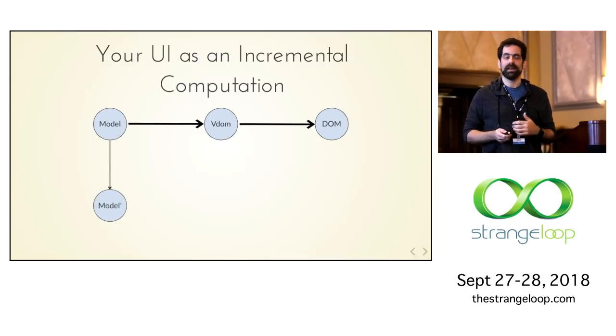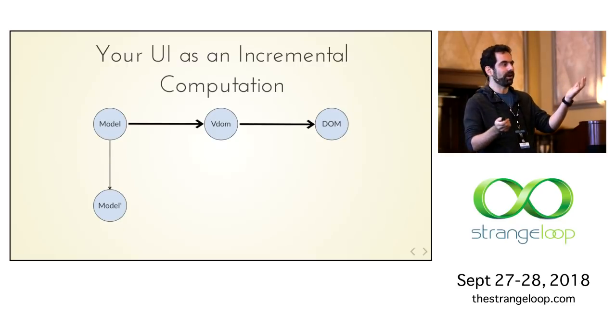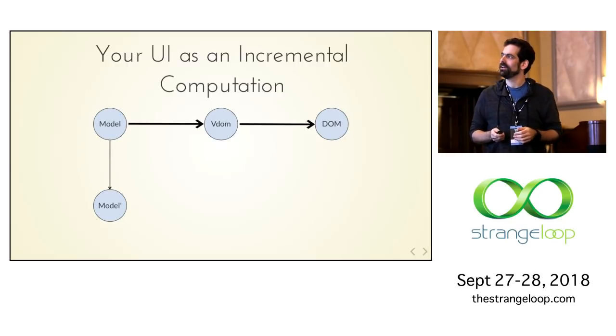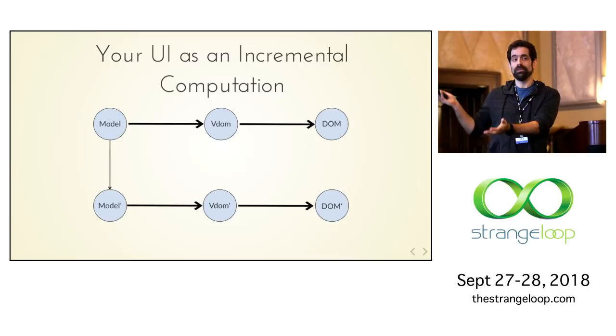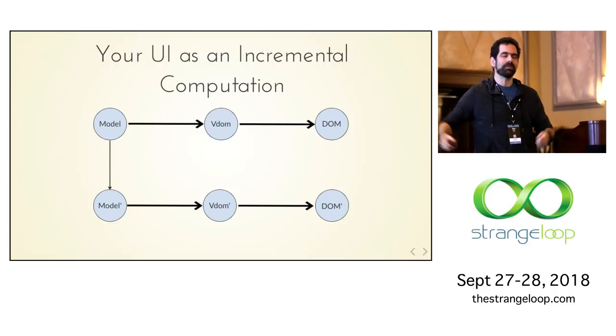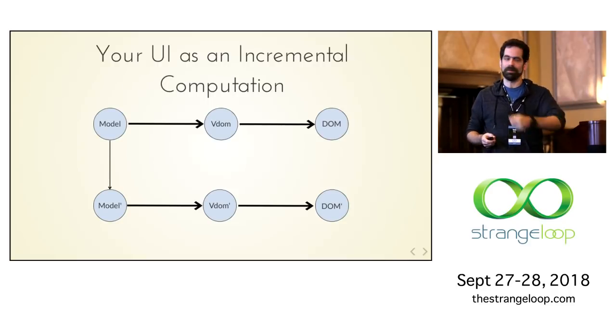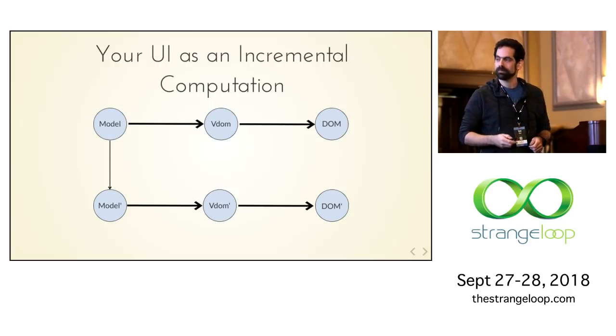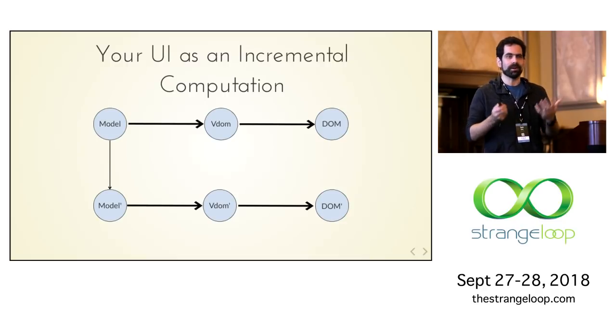And then what happens when an action occurs and you get a new model prime, which is different from the original model? Well, you could do this, right, which maybe we can henceforth call the stupid thing, which is to just recapitulate the entire computation, recompute the virtual DOM from scratch, slam it into the DOM from scratch. So that's terrible. We don't want to do that. In fact, no one who uses virtual DOM does that. What they do instead is they take advantage of the fact that the change is small. So this is an incremental computing trick.